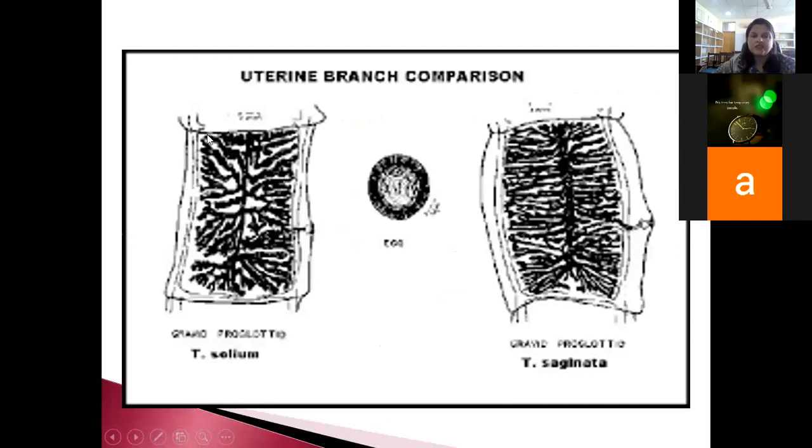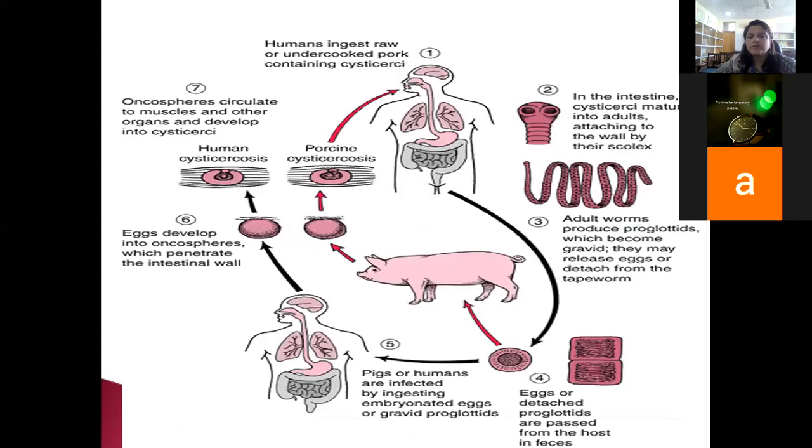As you can see, these are the proglottids of solium, and this is the saginata. In solium you will have 10 to 12 of these uterine branches, while in the saginata it's more than 100. And this is the egg of the saginata. Now here you can see that this egg is having ray-like branches outside the border. And that's why it's called saginata.